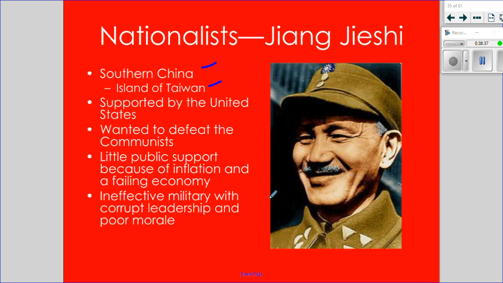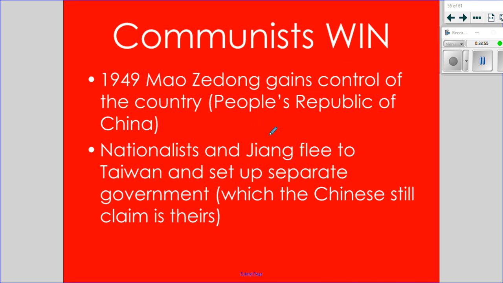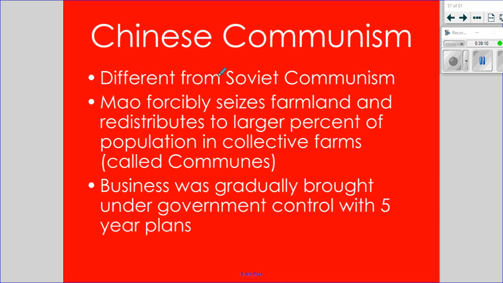They end up on the island of Taiwan. They're supported by the United States, and they wanted to defeat the communists. They didn't have very much public support because of inflation and a failing economy. So there was an ineffective military, corrupt leadership, low morale. So things did not work out. All right. In 1949, Mao gained control of the country and established the People's Republic of China. The nationalists and Chiang Kai-shek had to flee to Taiwan and set up a separate government, which the Chinese still claim is theirs.